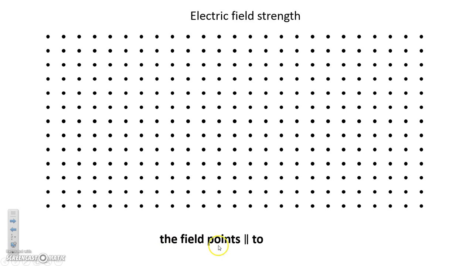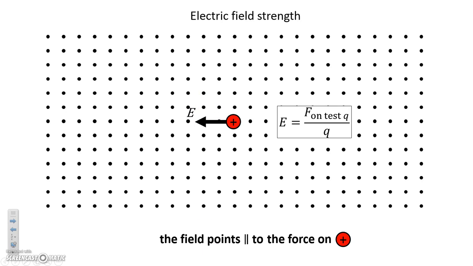The rule is that the field points parallel to the force on our positive test charge. So let's say we put our positive test charge right here, and we feel a force pointing to the left. If the force points to the left, then so does the electric field strength. Now, why did my field strength arrow get smaller? Because I divided by some charge to get this value. So this equation tells us how to find the magnitude of the field strength, and this rule tells us how to find the direction.